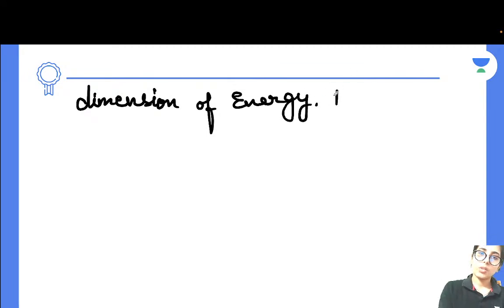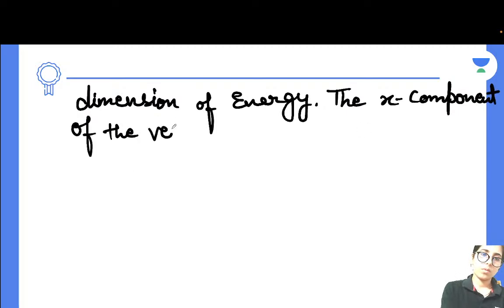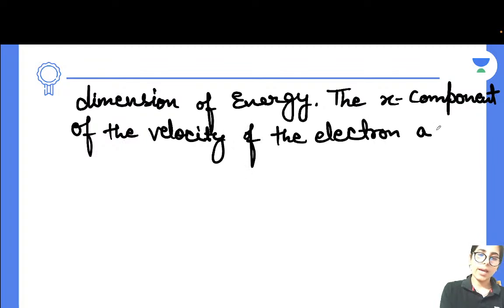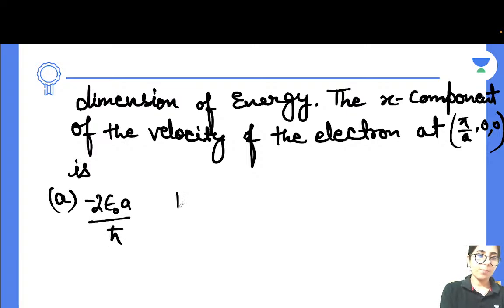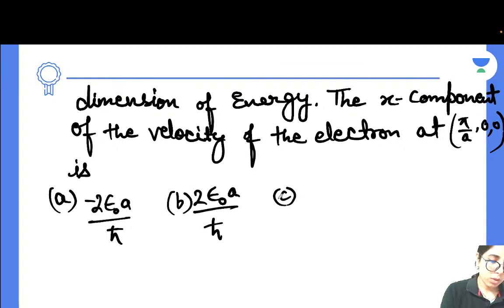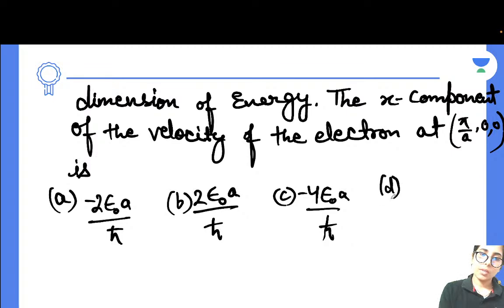The x component of the velocity of the electron at pi by a comma 0 is, options are, now I'm just going to write them: 2 epsilon naught a over h squared, minus 2 epsilon naught a over h squared, minus 4 epsilon naught a over h squared, then 4 epsilon naught a over h squared.